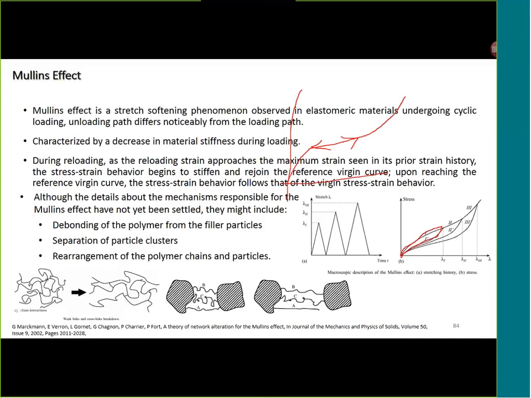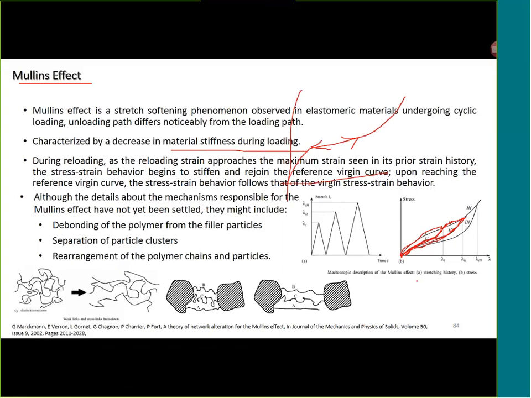When you load again, it will follow this return curve, and it will join with the parent curve. It will not follow the parent curve at first. It will follow the monotonic curve. Again, it comes back to zero. Then again, when you are reloading, it will follow this path. This can be characterized using the Mullins Effect. This will capture the material softening behavior during the loading, though what exact phenomenon is causing this softening behavior is not exactly known.